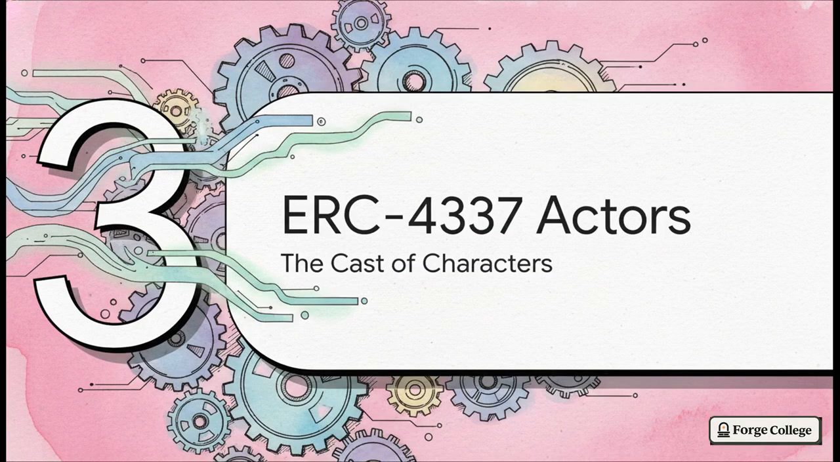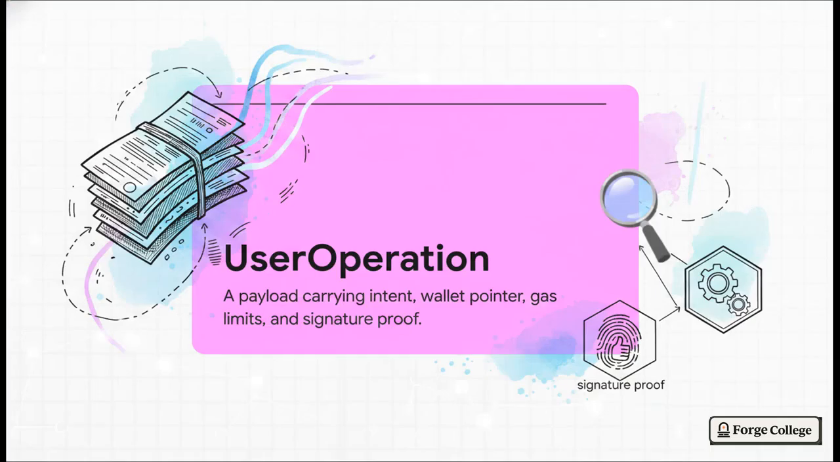Section 3. Meet the ERC-4337 actors. The cast of characters. To make all this magic actually happen, ERC-4337 introduces a few new mechanical components to our system architecture. First up in our new cast of characters is the user operation. You could think of this as a highly detailed pseudo-transaction. It replaces the standard raw transaction by wrapping up your exact intent, your gas limits, and your unique signature proofs into one neat, serialized package. It tells the network exactly what you want your smart wallet to do on your behalf.